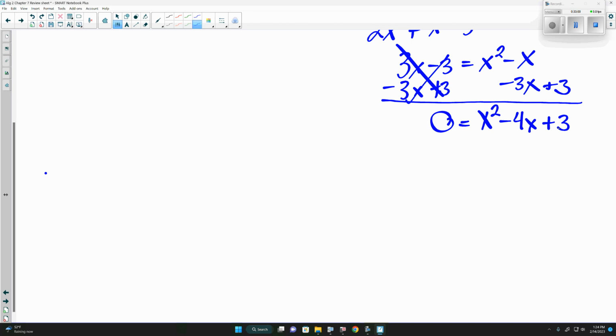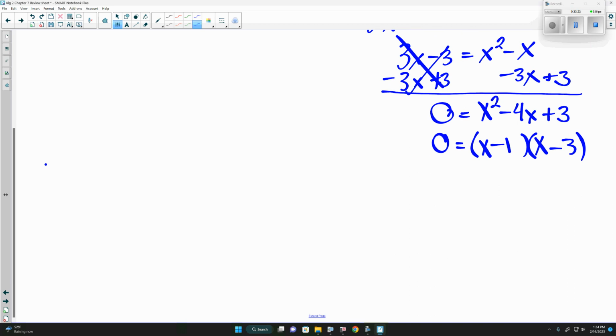Well, there's two ways we can go about doing this. We can factor it. Since the 3 is positive, the signs are the same and they match the sign of the middle term, which would be minus, negative, and negative. Factors of 3 are 3 and 1 or 1 and 3, either way. Since we have two things multiplied together to equal 0, one of them must be 0.